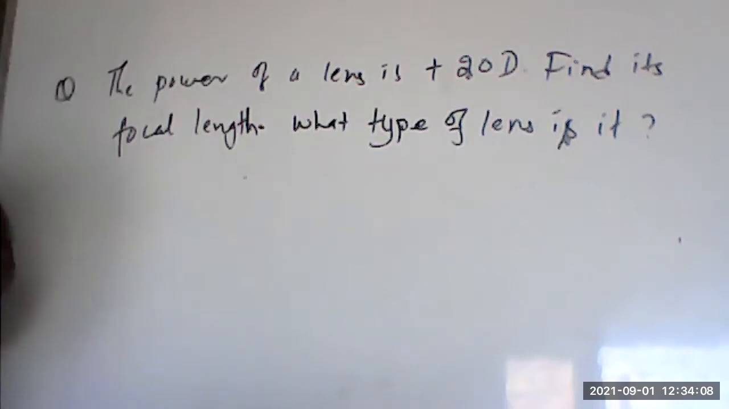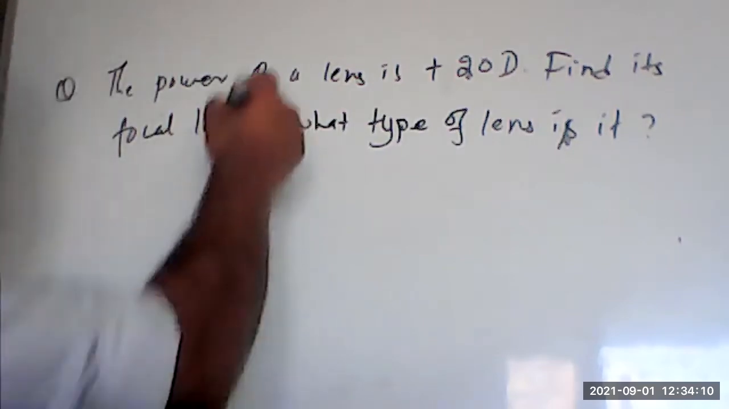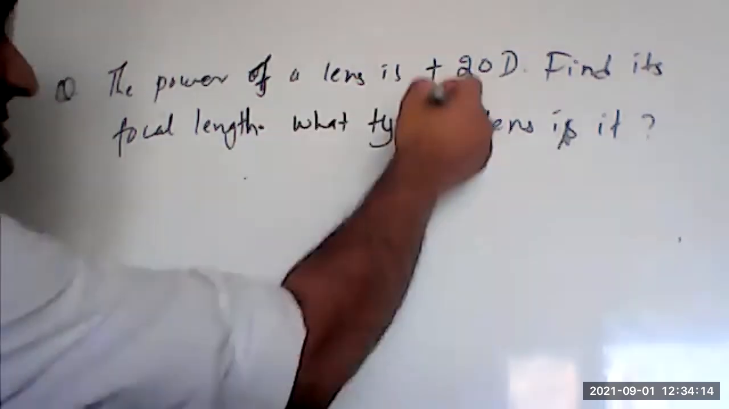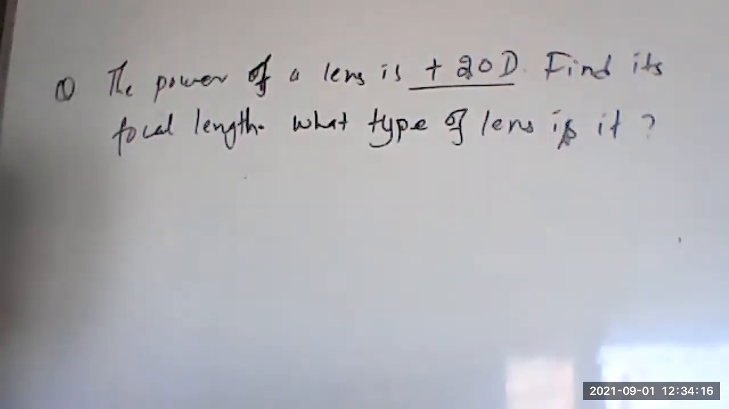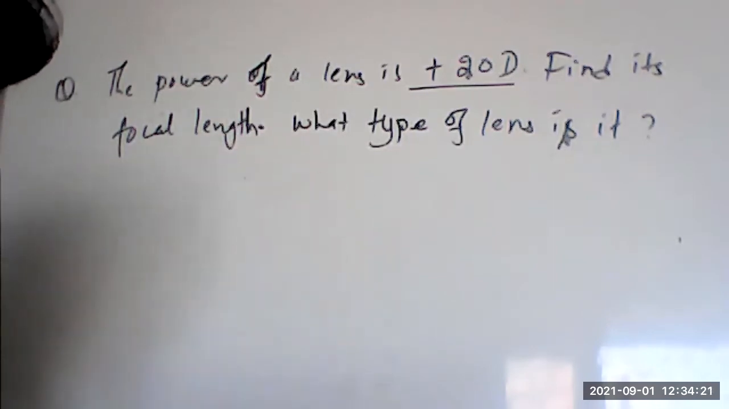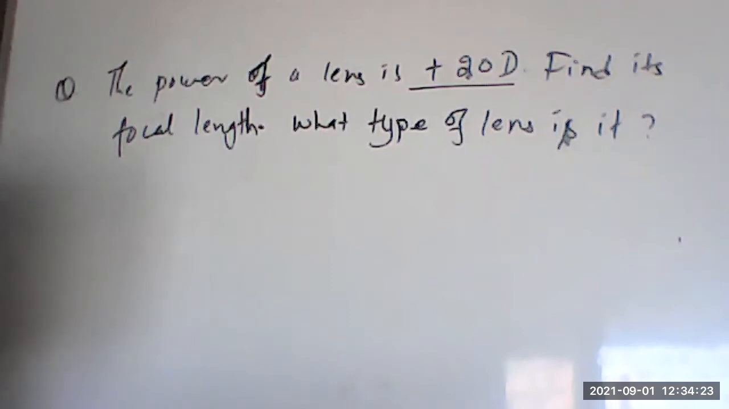The power of a lens is plus 20 diopter. Find its focal length. Use the formula and calculate F. You'll get it in meter. And what type of lens is this?